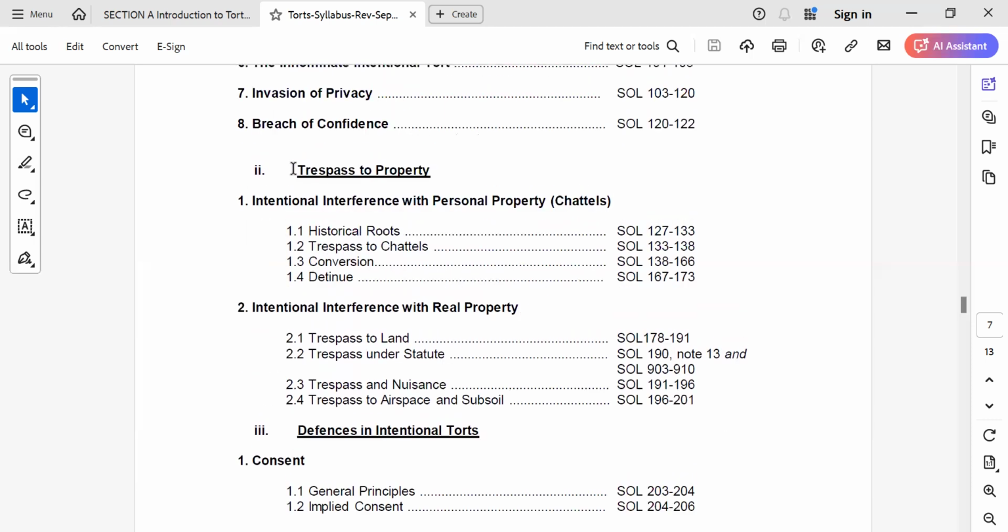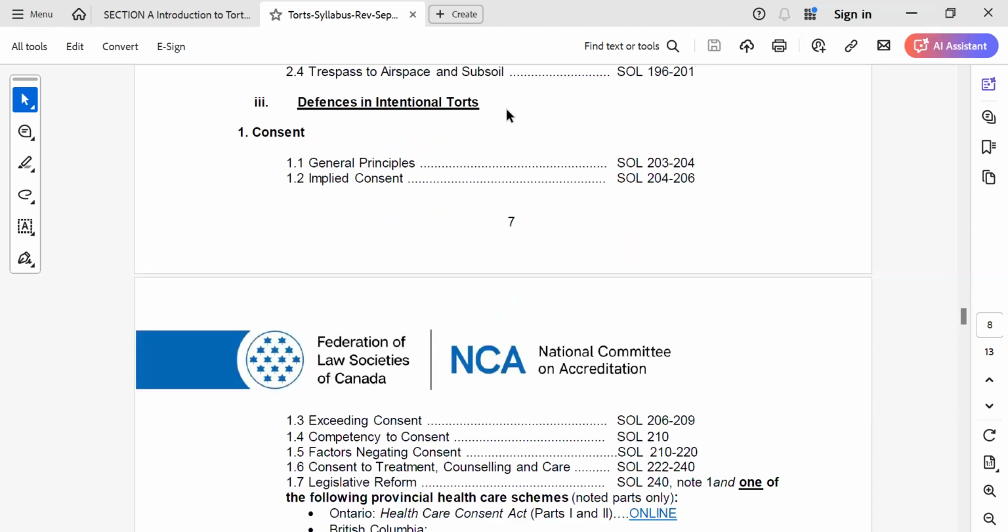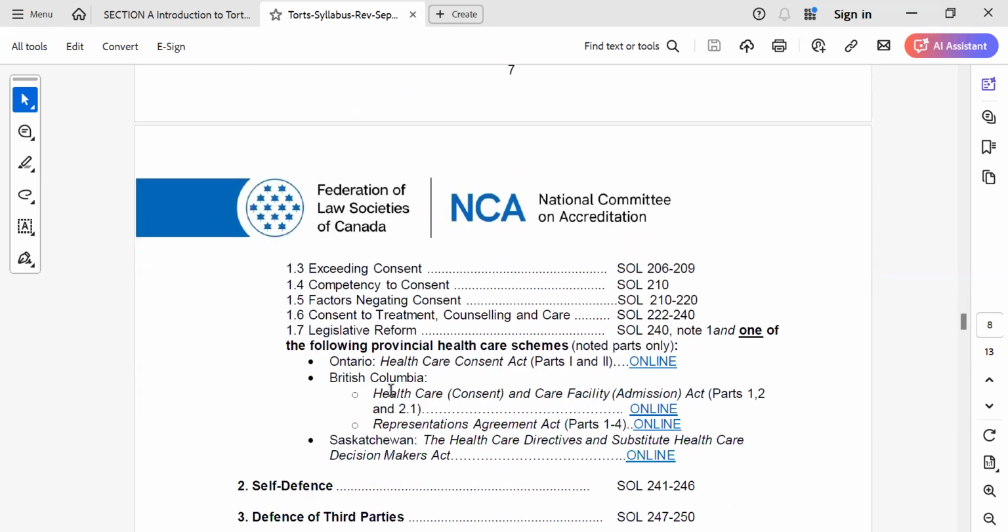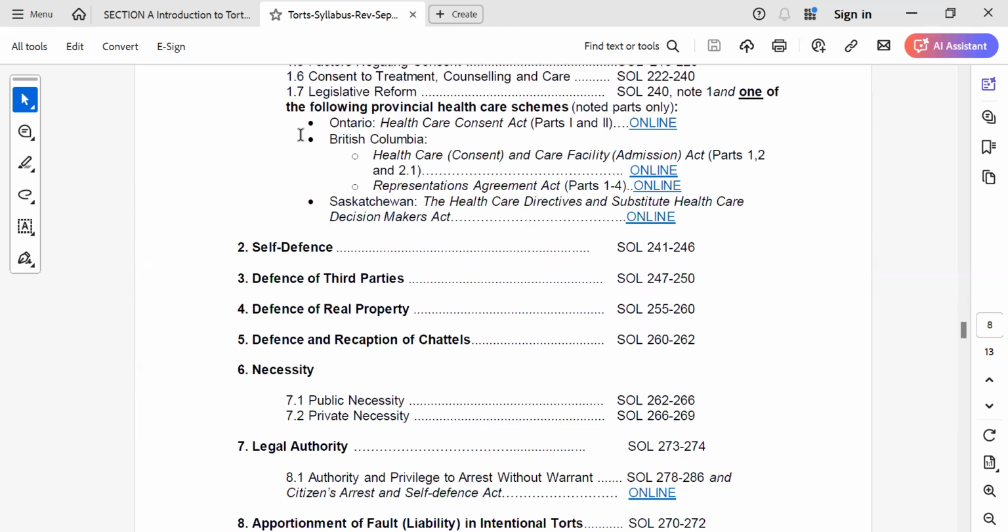Then the third point. Here the first was trespass to person, then trespass to property. Then we have the differences in intentional torts. So intentional torts we have learned. Now we are learning defenses for those. Consent. If somebody gives you consent, that is also one of the defenses. He consented, right? So how does that work? Implied consent, exceeding consent, competency to consent. Everything about consent we are going to learn in the context of tort law. And provincial healthcare schemes, all those things we will learn.